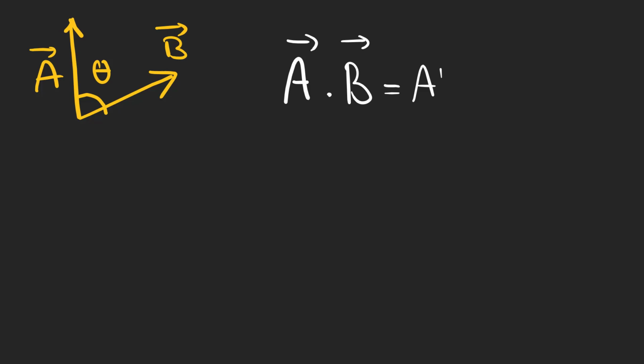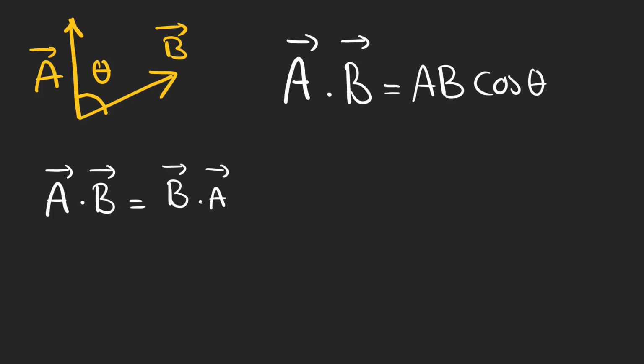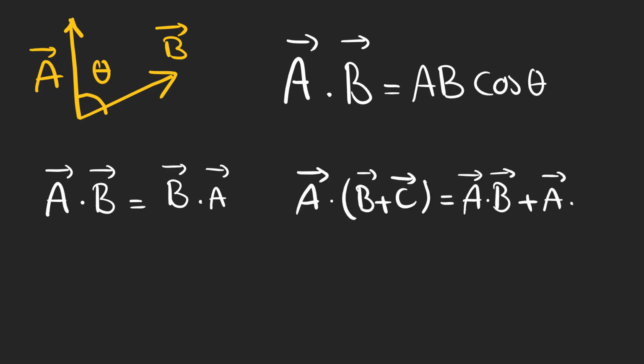Now, suppose that we have two vectors a and b with the angle between them as theta. We can define their dot product as a dot b equals the multiplication of their magnitudes multiplied by the cosine of the angle between them. A dot b equals b dot a, and the result is a scalar. The dot product is distributive, meaning that the dot product of a vector with the addition of two vectors is equal to the addition of the dot products of them individually.